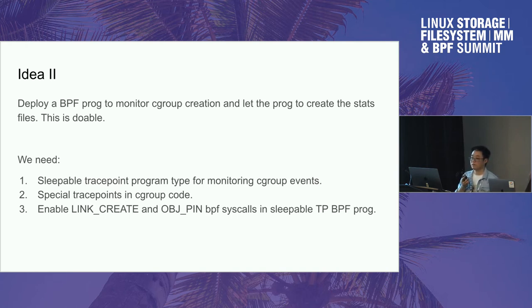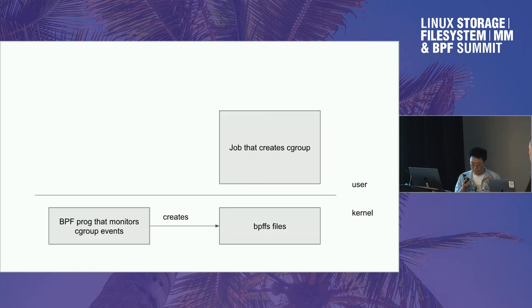We also need to insert the sleepable tracepoints inside the cgroup code, to hook at cgroup creation and deletion. And we also need to enable the link create and BPF pin syscalls for the sleepable tracepoint BPF program. So the solution here is like this. We don't have the daemon, but we can deploy a program, probably by the kernel at early boot time, which monitors the cgroup events. When it detects a cgroup creation, the program will create these BPF FS files, and they can be readable by the jobs. So we don't have a daemon. This is the same solution we came to, by the way. And we were also talking about using this for checking signatures of those BPF programs as well.